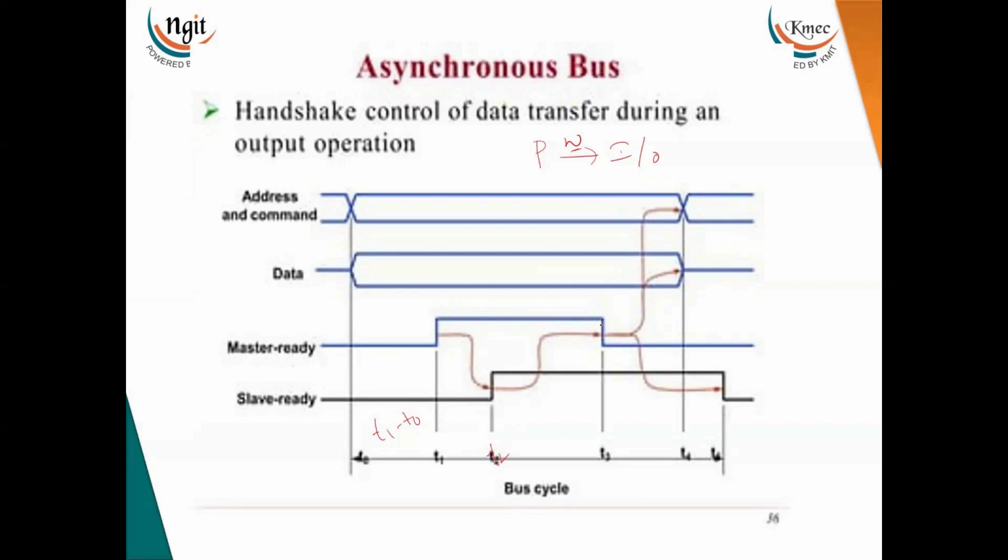After receiving the slave ready, the master ready will go low. Now at T3 the master ready will go low, and after that at T4 the data will be removed and the address will be removed. At T4 only, the data is strobed onto the data output register. If this is an IO device, an output device, then in this output device a data output register is there. Now the data will be strobed into this output register.